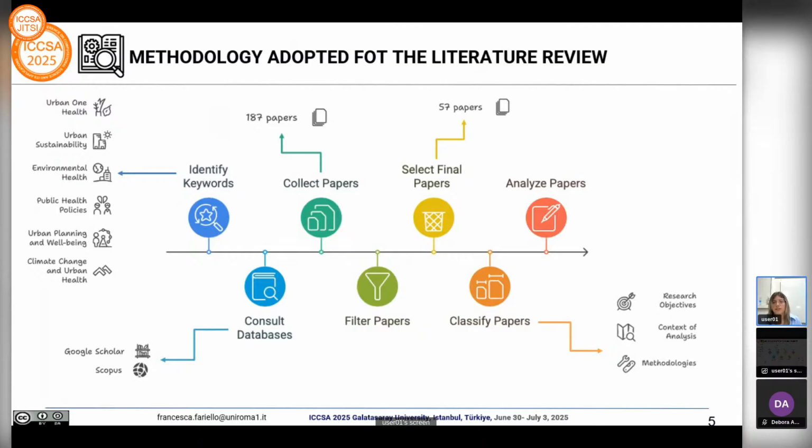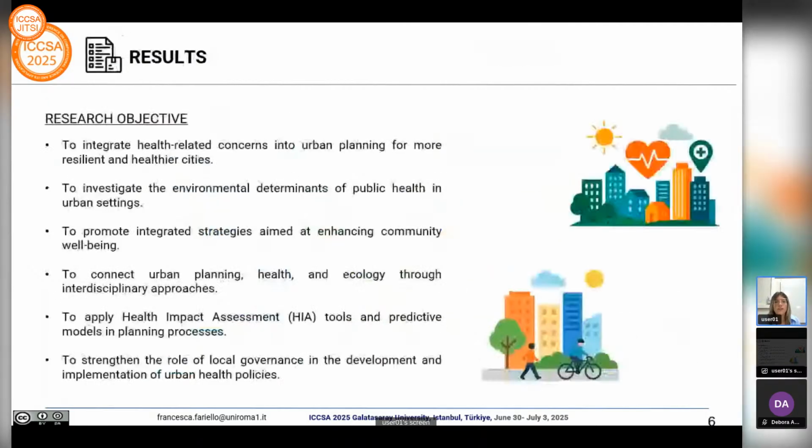This classification made it possible to structure the analysis of the literature and to identify recurring trends, methodological patterns, and areas of convergence or divergence across the selected contributions. The first set of results concerned research objectives.